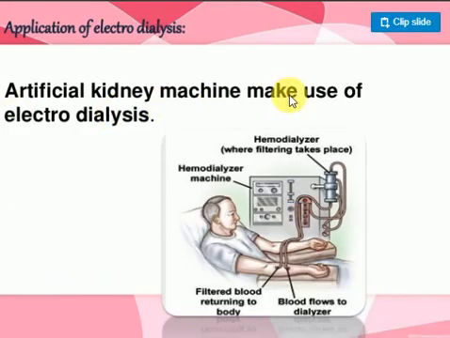Because the artificial kidney machine is there. In this artificial kidney machine, they take the blood and purify it here only, by this electrodialysis method. Clear? By this electrodialysis method, the blood is purified. Okay?